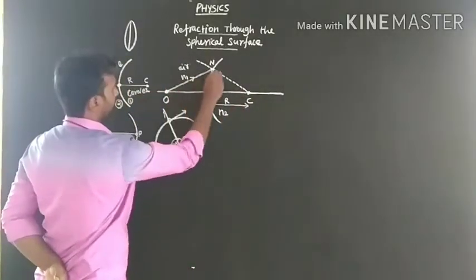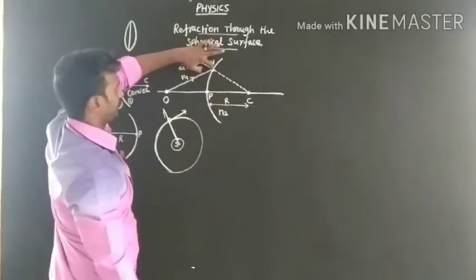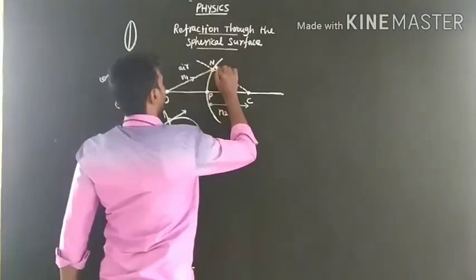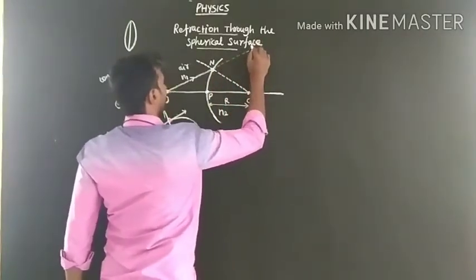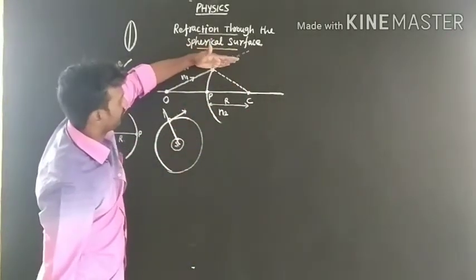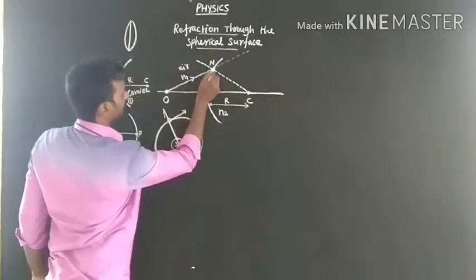Now this is the incident ray. After incidence on the point N, it undergoes refraction. Actually, the light ray travels along this path. It undergoes refraction. The light ray bends towards the normal.